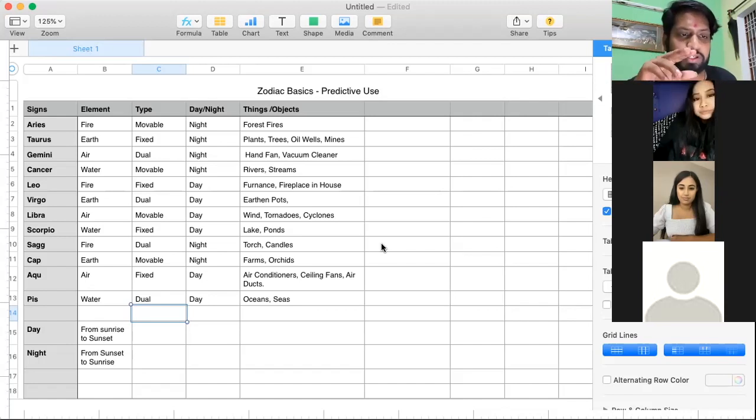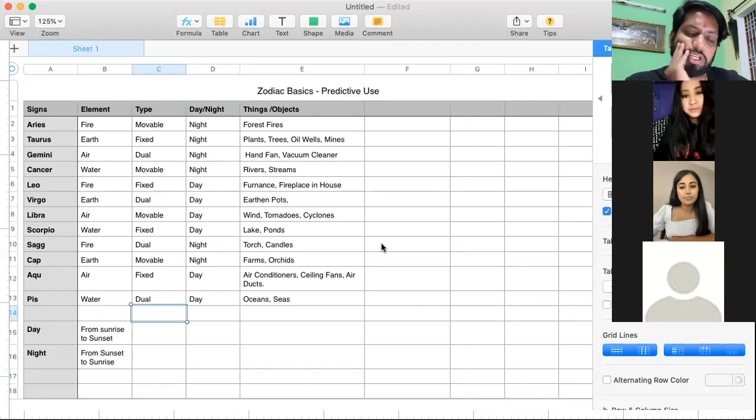Because you have a confusion. Just suppose you have a, I don't know, Stephanie, which moon sign do you have? Cancer. Okay, you have a Cancer moon sign. What is the sun sign? Libra. Sun sign is a Libra.